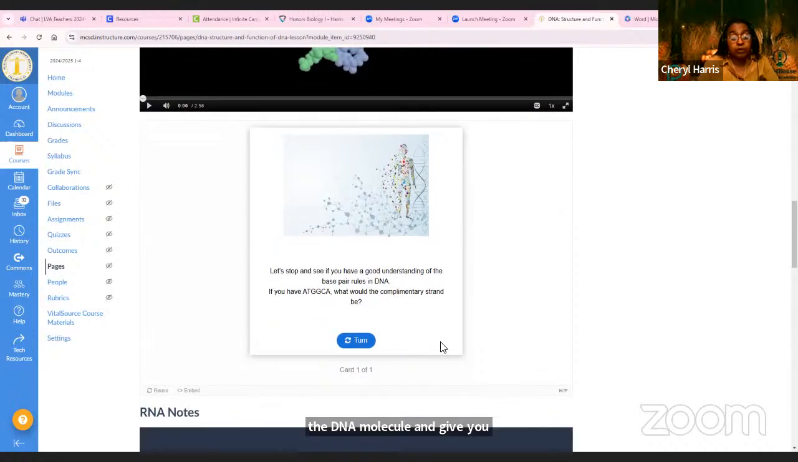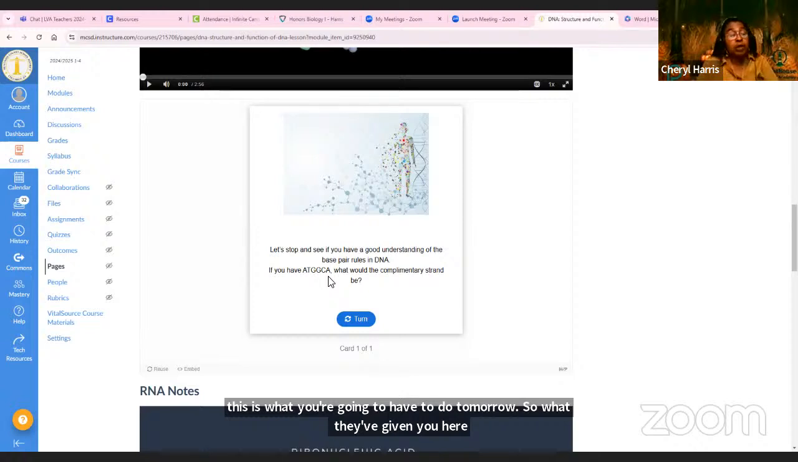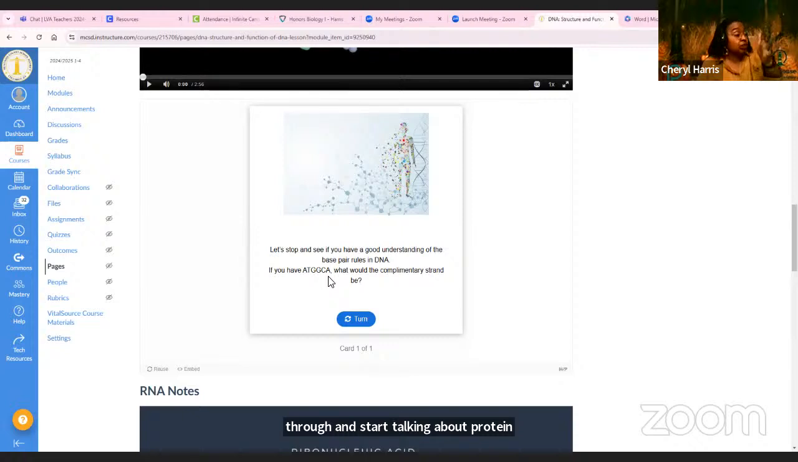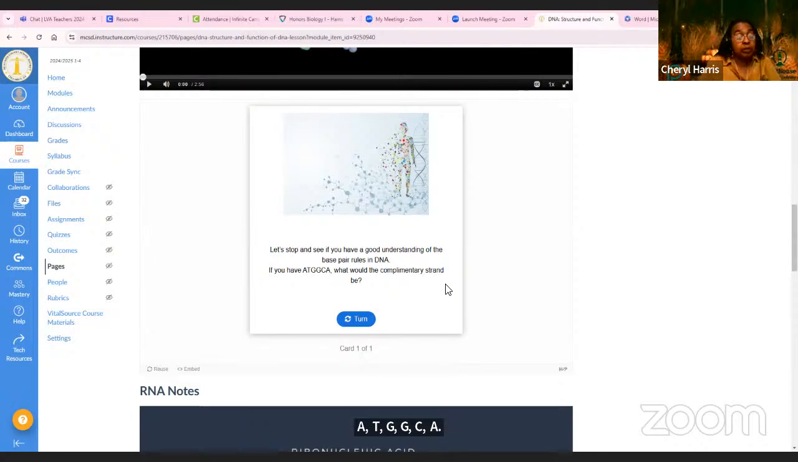All right, so I want you to look at this. Now, this is what you're going to have to do tomorrow. So what they've given you here are a chain of bases, and you're going to get this activity a lot as we go through and start talking about protein synthesis. So right now we're just constructing a DNA molecule, but being able to do this and read this is going to be something that will be important when we do protein synthesis. So it says if you have ATGGCA, you need a complementary strand. So take a minute to write those down on a piece of paper.